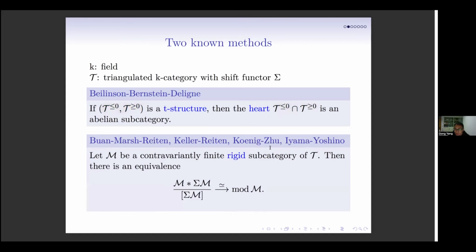The second result is from cluster tilting theory. If we have a nice rigid subcategory, then we can consider the category itself and its shifted copy. And we take essentially the extension closure, and then we factor out the morphisms factoring through the shifted copy. Then this is an abelian category. And it turns out to be the category of finitely presented functors over this given category. This result has played a very important role in the categorification of cluster algebras.